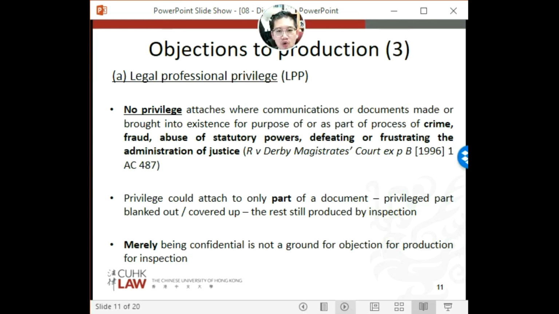Privilege could attach to only part of the document. So it is not the case that just because one part of the document is privileged, the entire document must be privileged. Okay. Sometimes you're allowed to blank out or cover up the privileged part, but the other parts must also be disclosed. Merely being confidential does not make it privileged. Okay, so merely being confidential is not a ground for objection to production.